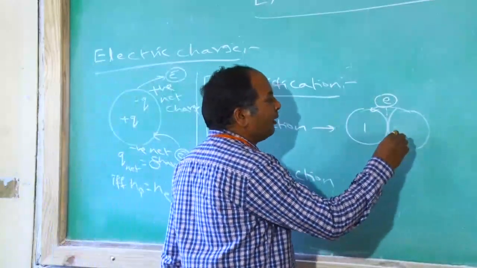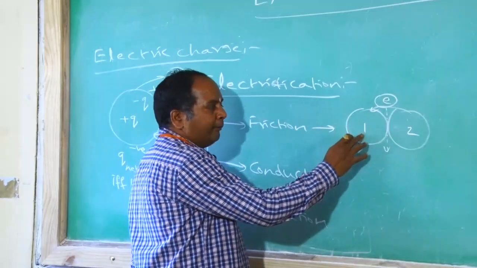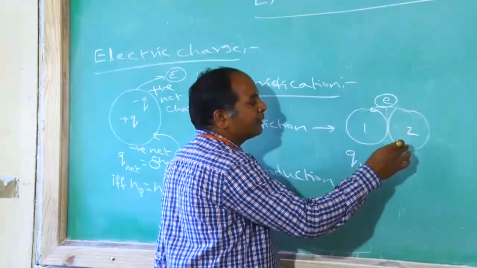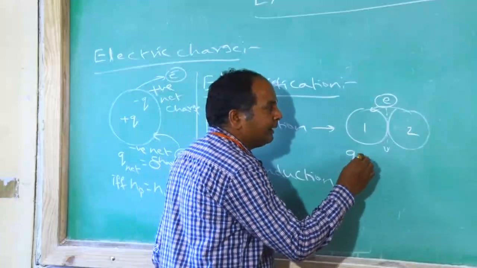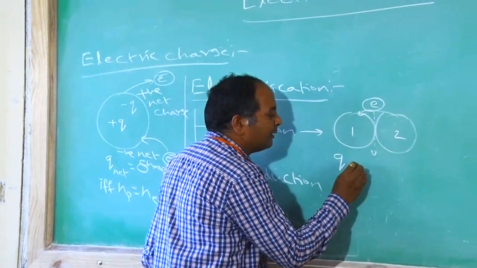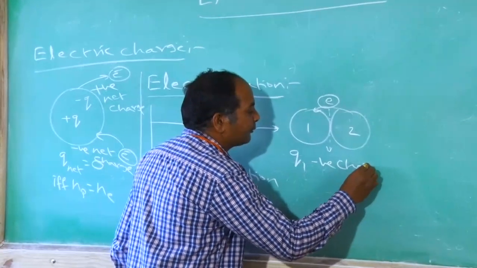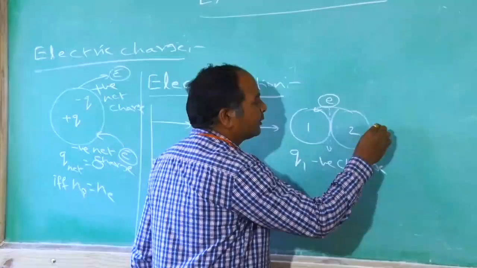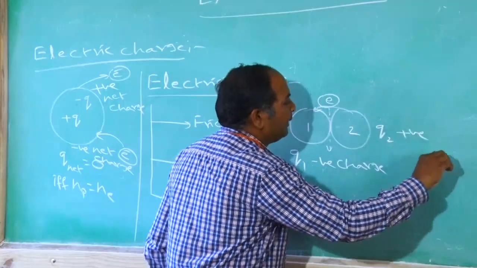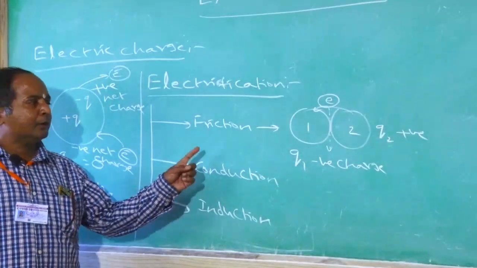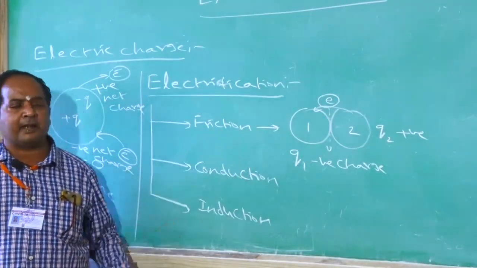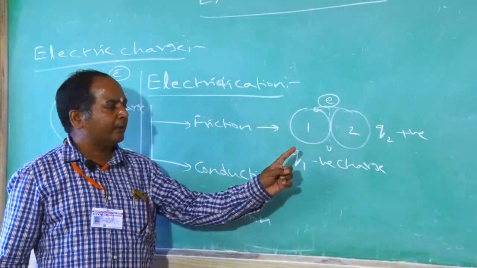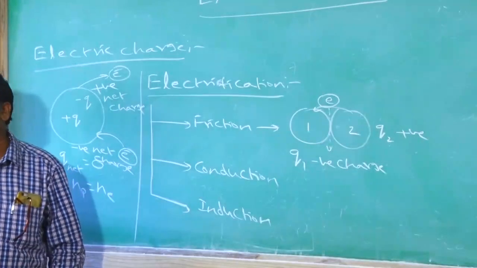Here suppose the first body is named 1 and the second body is 2, then after rubbing, if you separate these two, the Q1 charge, by gaining the electrons, is negative charge. Similarly, the second body is losing the electrons, that's why its charge Q2 will be positive. So, due to friction, opposite charges are acquired by both bodies. Those opposite charges are equal in magnitude.